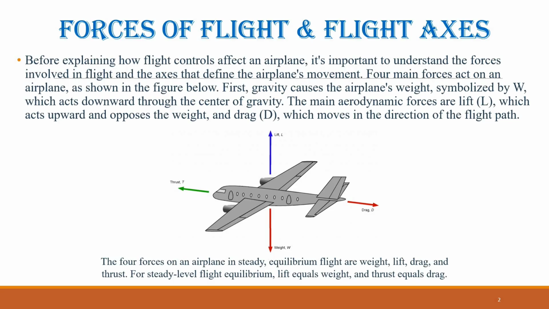Lift is produced by the pressure difference between the upper and lower surfaces of the wings. As the airflow moves over the wings, it accelerates over the upper surface, lowering the pressure there compared to the lower surface. This pressure difference creates the lift that keeps the airplane in the air. However, generating lift also results in drag.